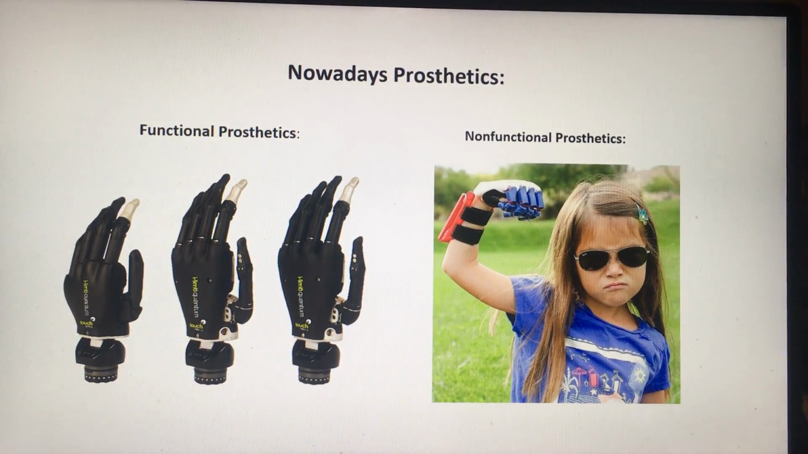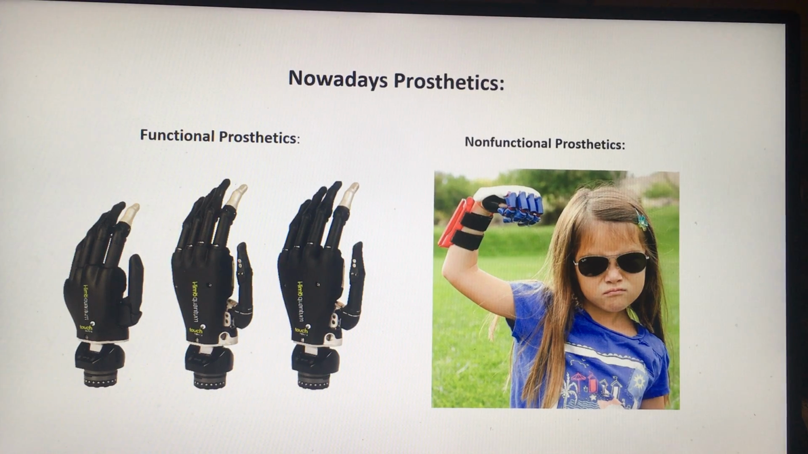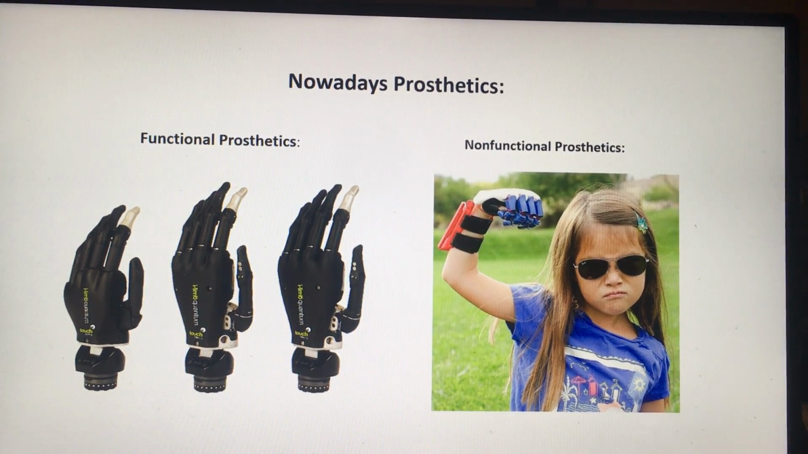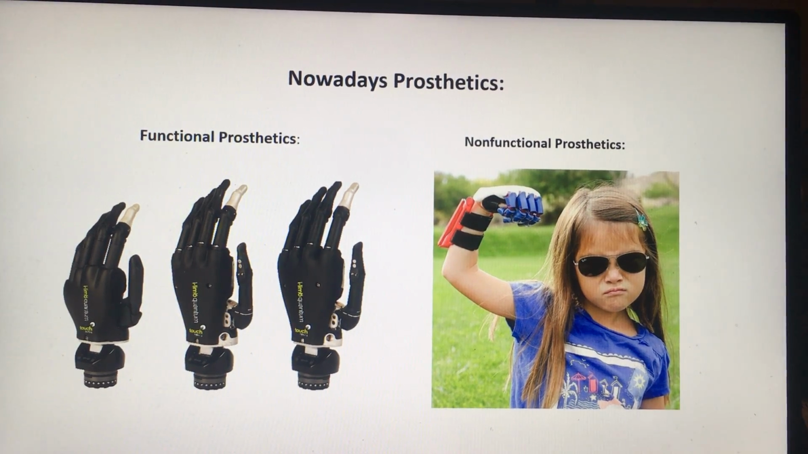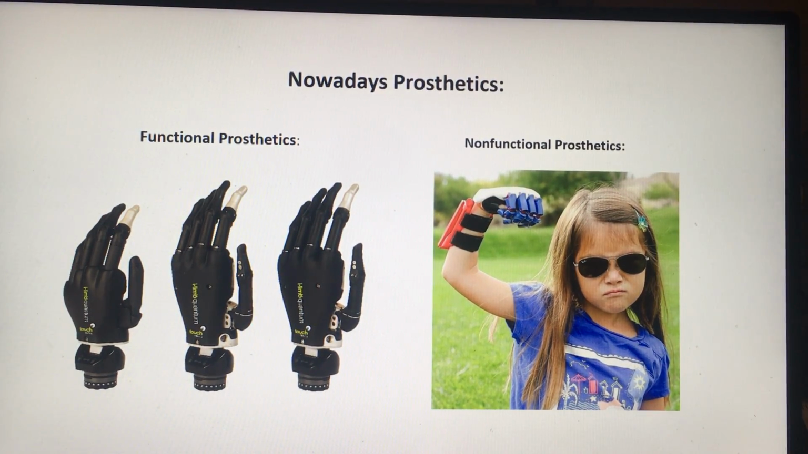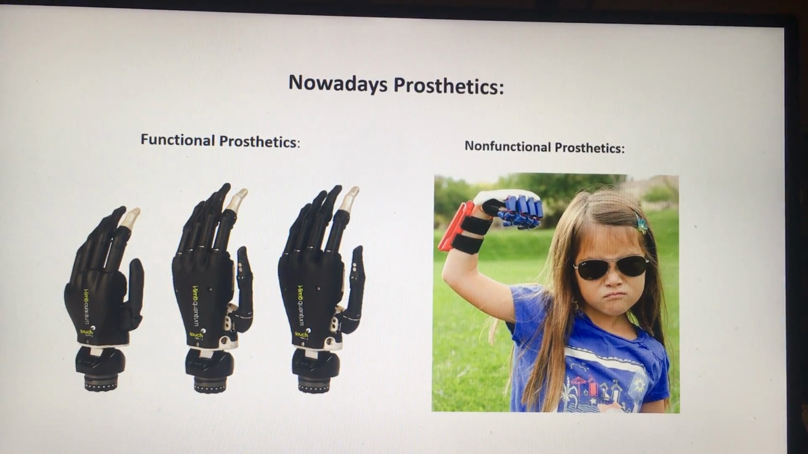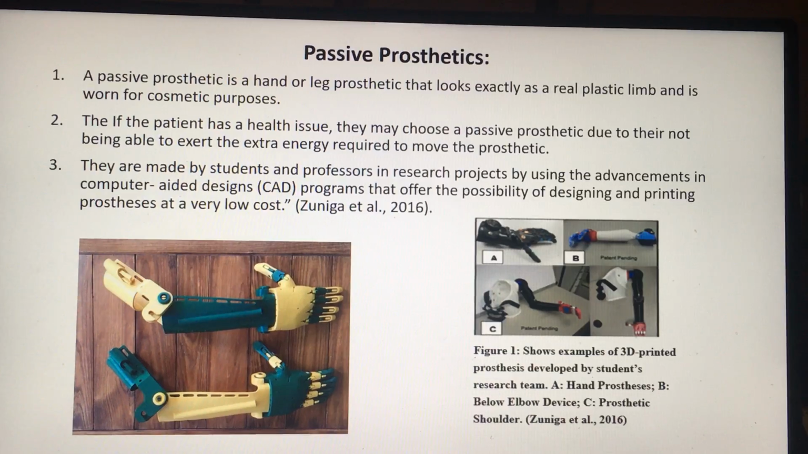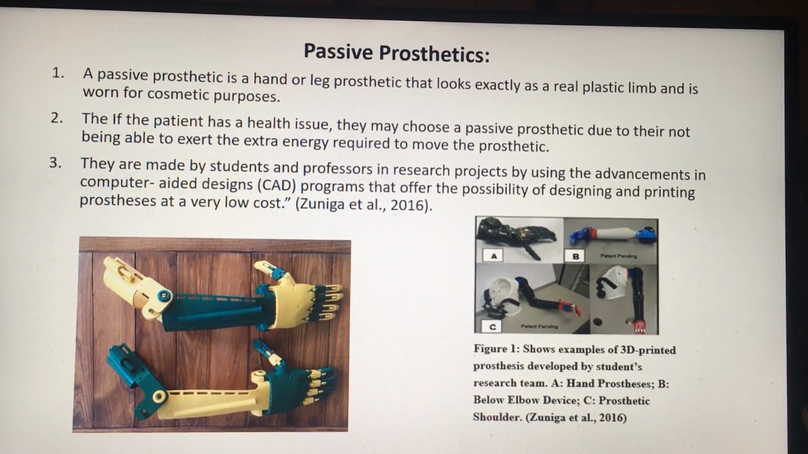Today, a person with an amputation can decide if he wants a functional or a passive prosthetic. Passive prosthetics are worn for cosmetic purposes, and they are cheaper. Functional prosthetics look like robotic hands, and they work with EMG signals. If a patient has health issues, they choose to use passive prosthetics due to their condition.